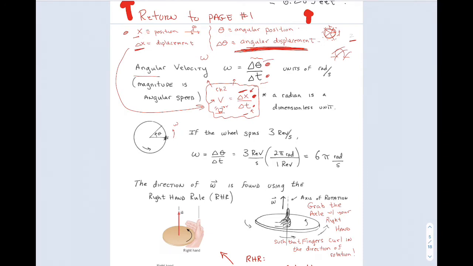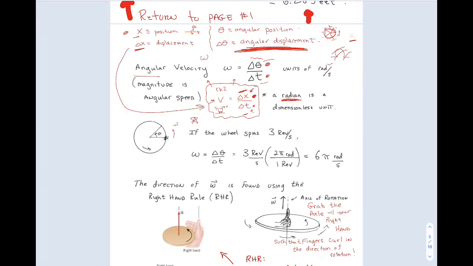Now the units are kind of weird. What are the units of theta? Radians, and time is always seconds. So the angular velocity omega has units of radians per second. We're going to remember that the radian is a dimensionless unit. We saw that earlier when the units of feet canceled out in our shoelace example.